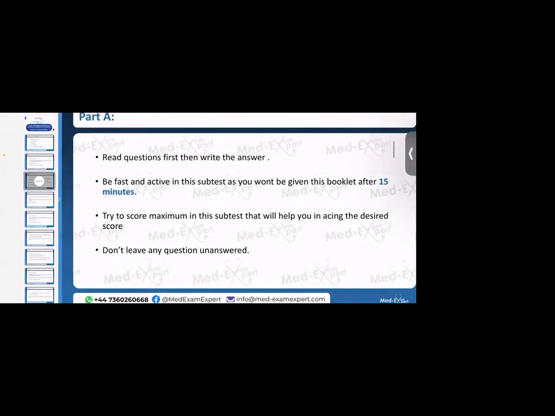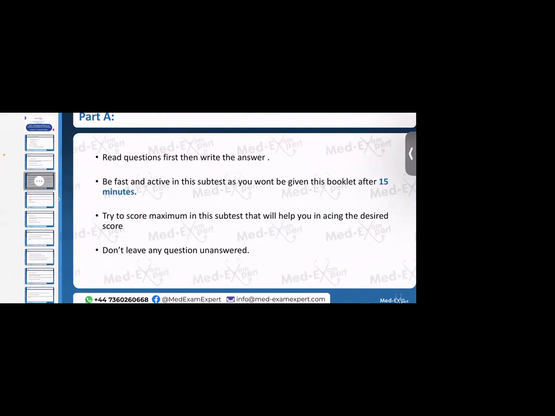So for part A, read the questions first, then write the answer. Be fast and active in this subtest, as you won't be given this booklet after 15 minutes. This is a very important point to consider here, because the candidate thinks that if he is given a time allocation of 60 minutes, then it is the whole 60 minutes for solving the whole reading subtest.